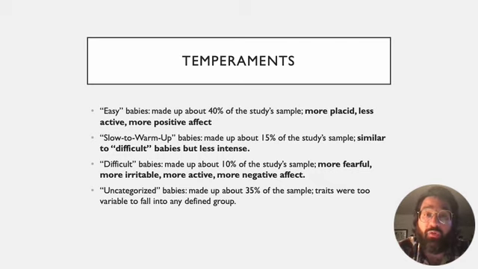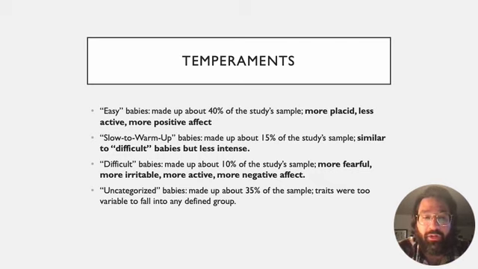Then you had the quote unquote slow to warm up babies, which made up about 15% of the study sample. These were somewhat similar to difficult babies, but less intense. So, that's where the slow to warm up comes from. Like, these were babies who were maybe a little bit edgy and irritable, but then eventually they would warm up, right? They would seem to even out.